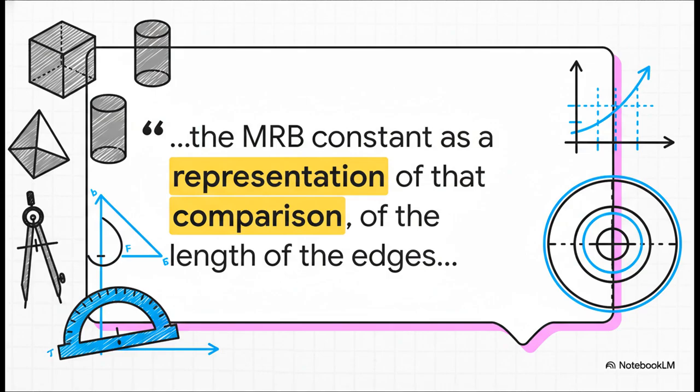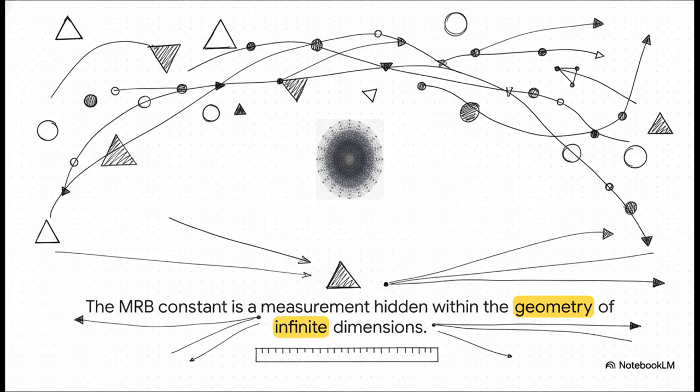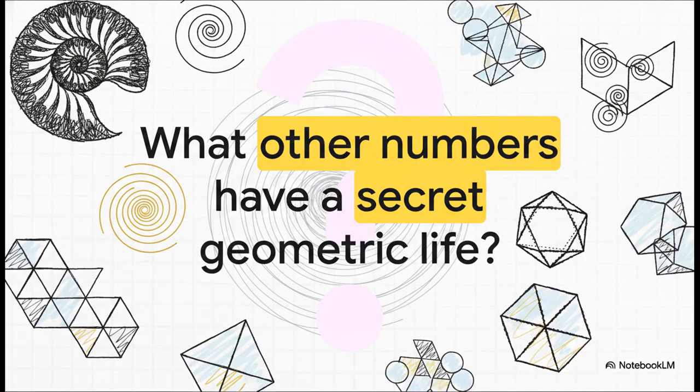And hey, this isn't just some fun interpretation. The mathematician who actually developed this theory, Marvin Ray Burns, says it himself. The constant is a direct representation of this geometric comparison. So our strange little number is actually a fundamental property that just emerges when you line up and compare an infinite number of geometric worlds. It's a measurement hidden in the very fabric of dimensionality itself. Which just leaves you with one final tantalizing question, doesn't it? If a number this obscure has such a profound geometric meaning, what other secrets are hiding in plain sight? What other fundamental constants are out there just waiting for us to find their hidden shape?